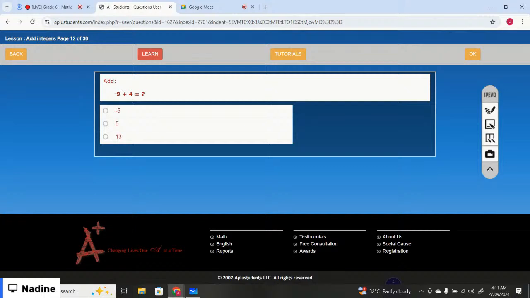Negative 9 plus 4, which is the correct option? Negative 9 plus 4 equals negative 5, right? 9 is a greater number and that has a negative sign. So you need to subtract them and the answer must be negative. That is negative 5.